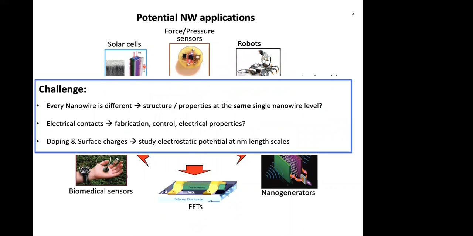And among these challenges, we can first have a variability issue, that every nanowire can be slightly different even though it is grown or fabricated under nominally identical conditions. And to better understand this problem, it can be interesting to study the same structure with different techniques to make a correlation between its properties and its crystal structure or chemistry at the level of the same unique object.